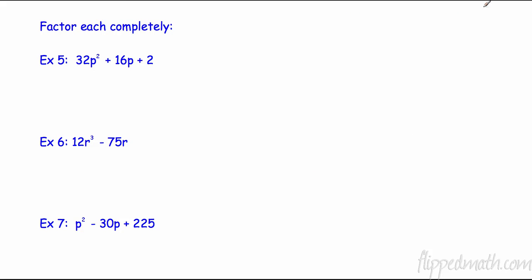Let's try these 3 here. First thing I know, is 32 a perfect square? No. Is 2 a perfect square? No. Maybe we're going to have to do this the old-fashioned way. Or, well, let's see. There is a greatest common factor of 2, right? So I'm going to take a 2 out. 32 divided by 2 is 16p squared. 16 divided by 2 is 8p. And 2 divided by 2 is 1.